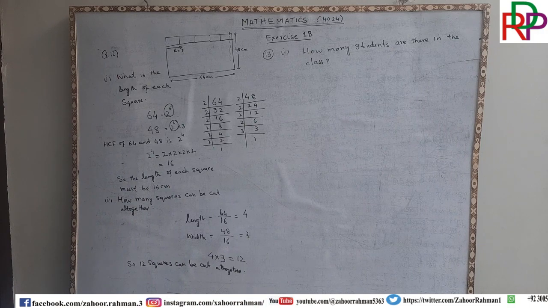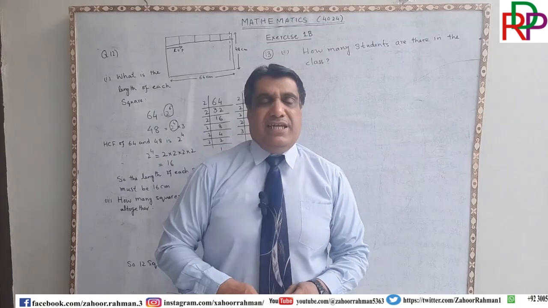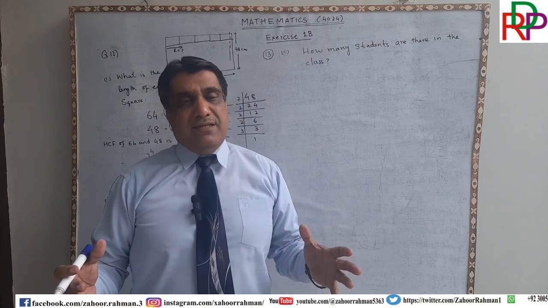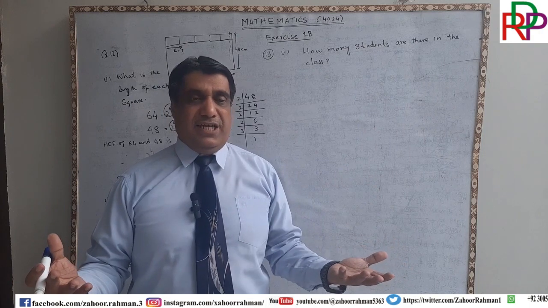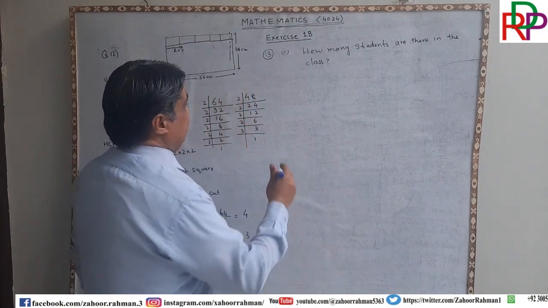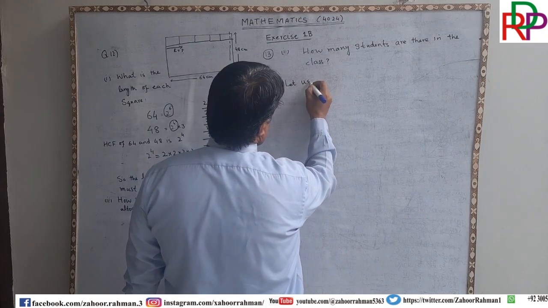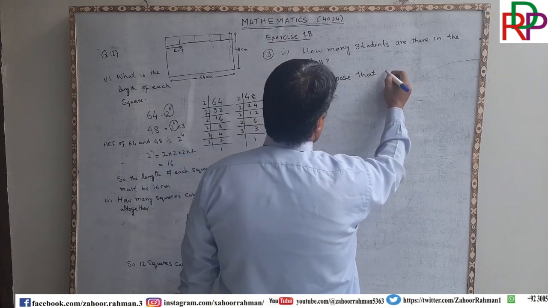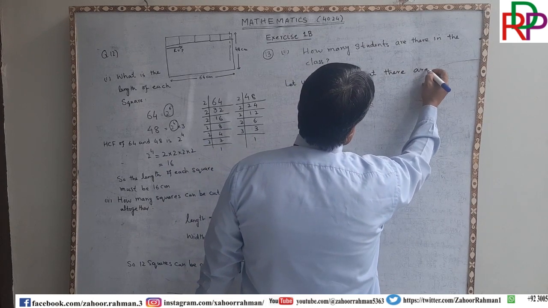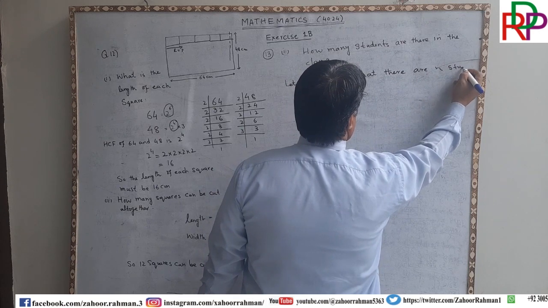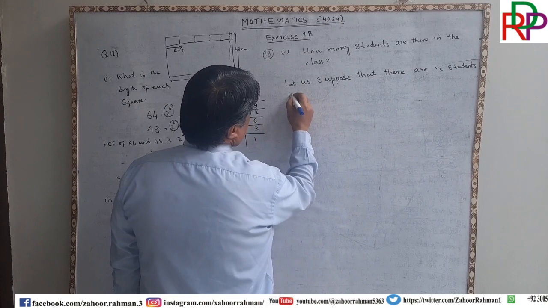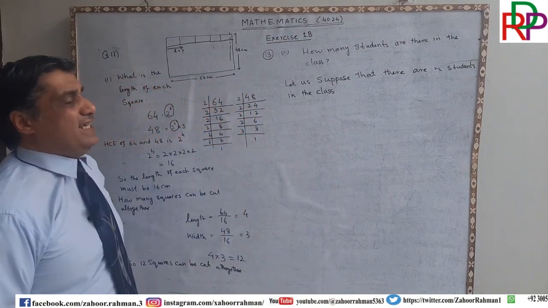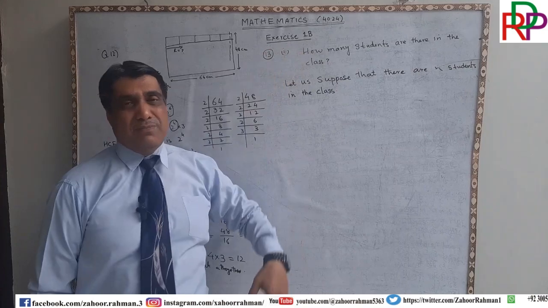Let us solve the question. You know, ladies and gentlemen, that if we do not know in advance how many things are there, then we have to take it as X or N. So let us suppose that there are n students in the class. We have to find the value of that n, and that will be the answer of part number one.